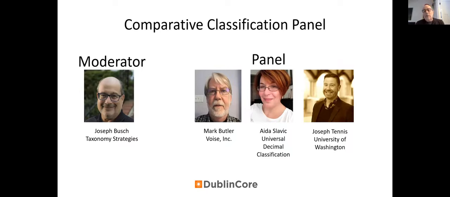We're going to have some brief presentations by Joseph Tennis, who's at the University of Washington iSchool, followed by Mark Butler from Voice Inc., who's also an adjunct at University of California, Berkeley. And then finally, Ada Slavik, who's the editor of the Universal Decimal Classification. We're going to have these brief presentations that each of the panelists will make, and then we'll take a brief break for about 5 minutes, and then come back and have a discussion.